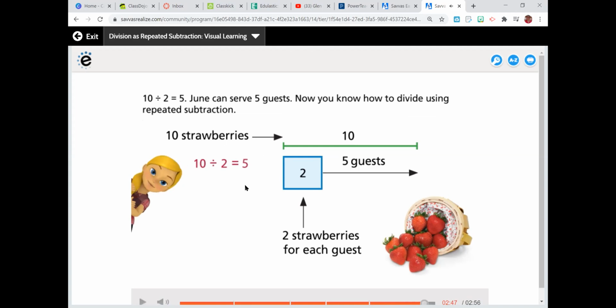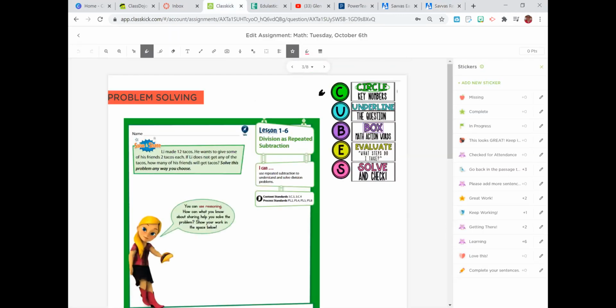If you remember when we talked about multiplication, the answer to a multiplication problem is called a product. The answer to a division problem is called a quotient. Quotient. So when you hear quotient, that means the answer to a division problem. Let's go ahead and practice together.